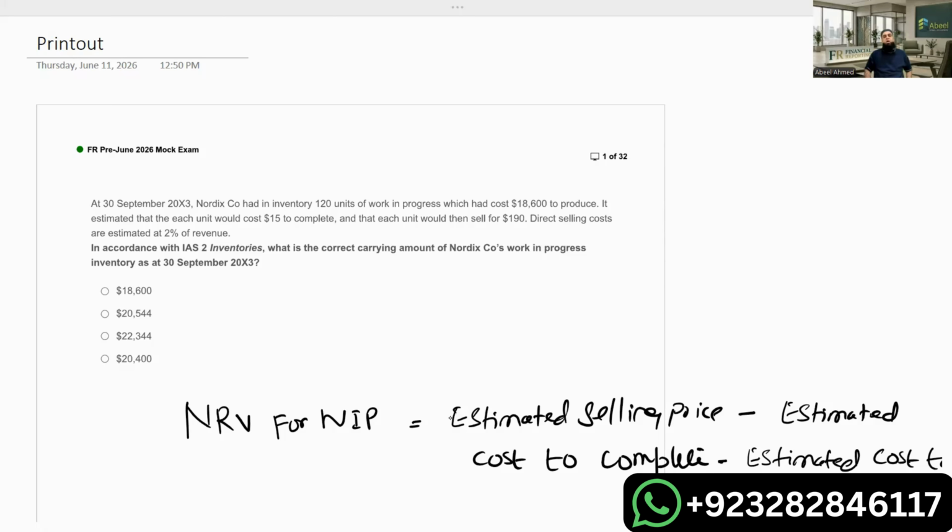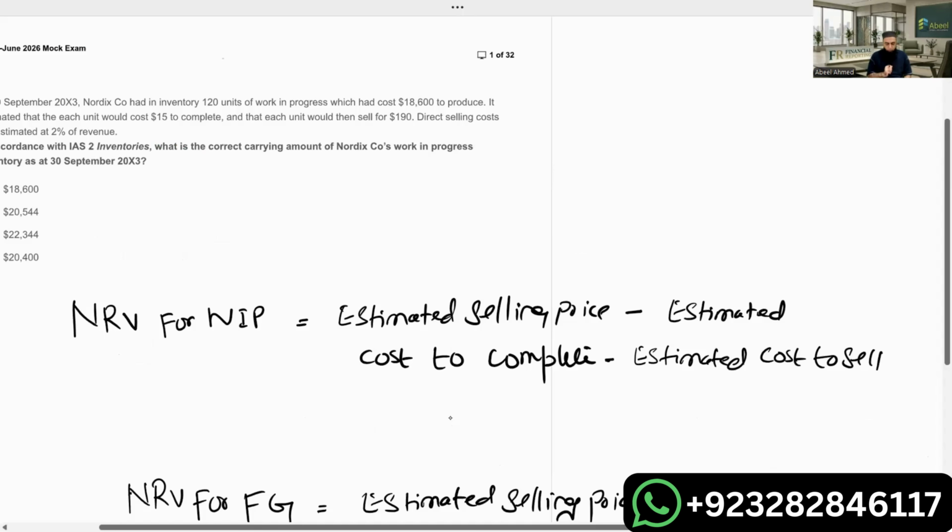Now listen. We know that under IAS 2 we have to keep our stock at the lower of cost and NRV, whichever is lower. But whenever you are comparing cost with NRV, you should not just directly calculate NRV. First, pause for 5 seconds and see whether you are required to calculate NRV of work in progress or NRV of finished goods. We will be comparing cost and NRV, whichever is lower, but you have to see whether you need to calculate NRV of work in progress or NRV of finished goods, because both have different formulae.